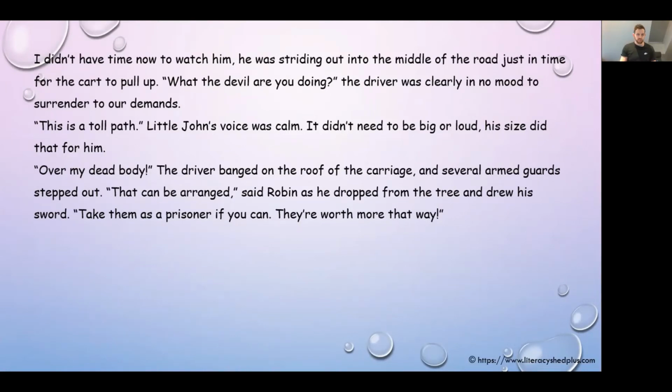"Over my dead body!" The driver banged on the roof of the carriage, and several armed guards stepped out. "That can be arranged," said Robin, as he dropped from the tree and drew his sword. "Take them prisoner if you can. They're worth more that way."